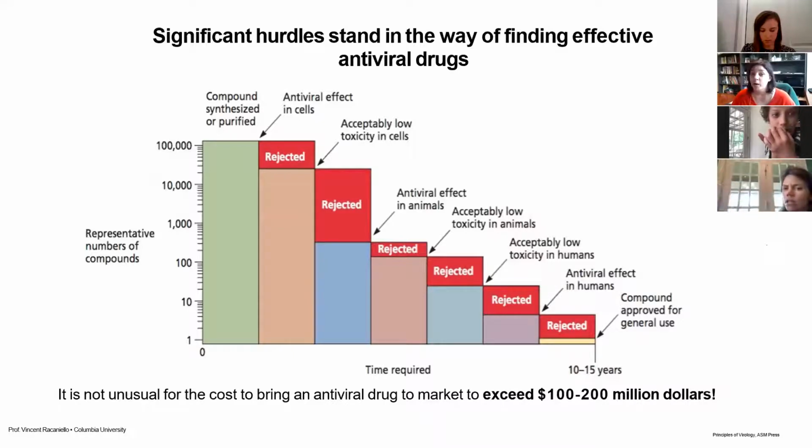You might start out with 100,000 compounds, but by the time you get to FDA approval, you might have 1. And all of that research and all of those studies can take 15 years and $100 to $200 million to produce. So it's really, really, really hard.